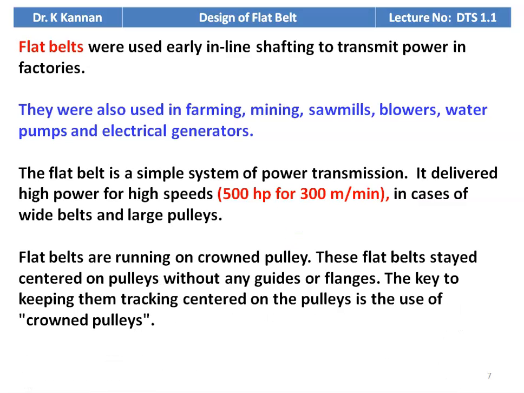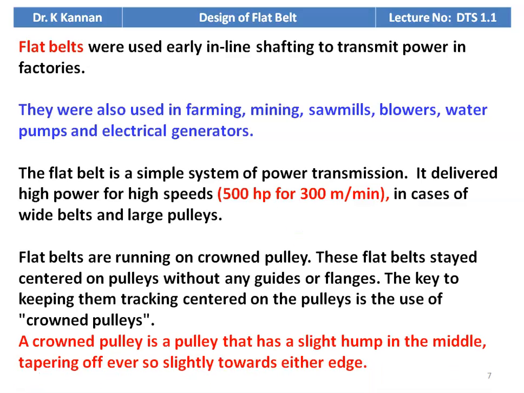pulleys. Flat belts are running on crowned pulleys. These belts stay centered on the pulley without any guides or flanges. The key to keeping them tracking centered on the pulley is the crowned pulley. So we will see the crowned pulley later. The crowned pulley is a pulley that has a slight hump in the middle, tapering off ever so slightly towards the edge. So it will have a hump at the middle and it will be tapering towards the two ends of the pulley. That is what crowned type of pulleys are.